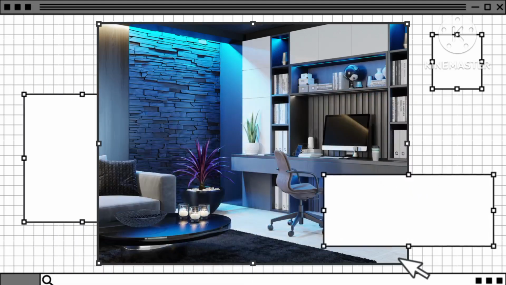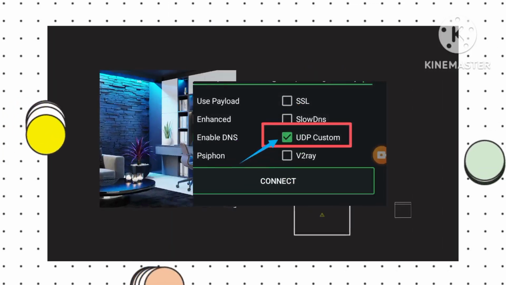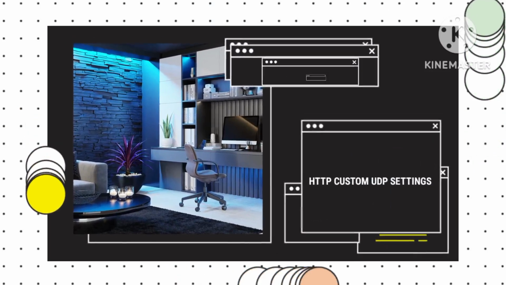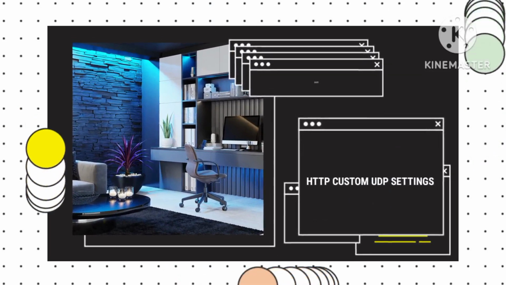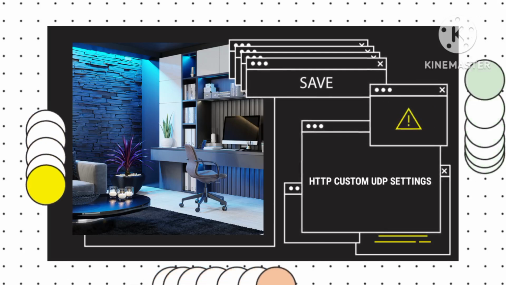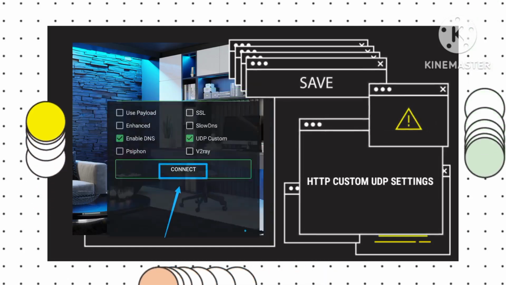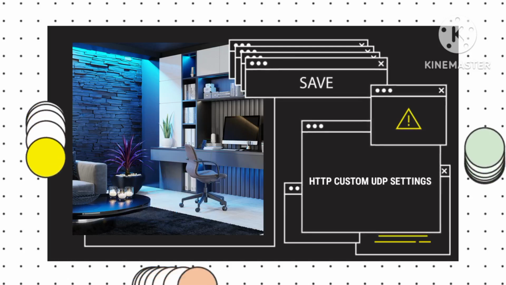Step 12. Enable UDP Custom. Ensure that the UDP Custom box is checked or ticked. Step 13. Confirm settings and initiate connection. Double-check your settings for accuracy. Once verified, tap on the Start button to initiate the connection and experience improved internet speed and enhanced browsing security.